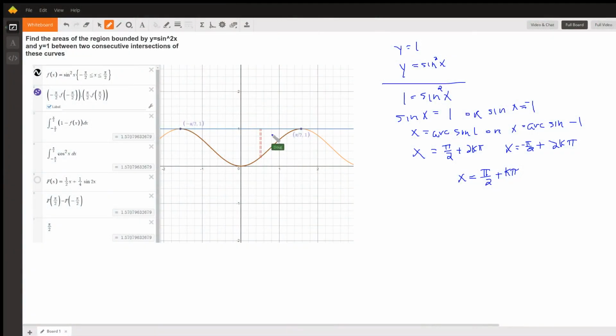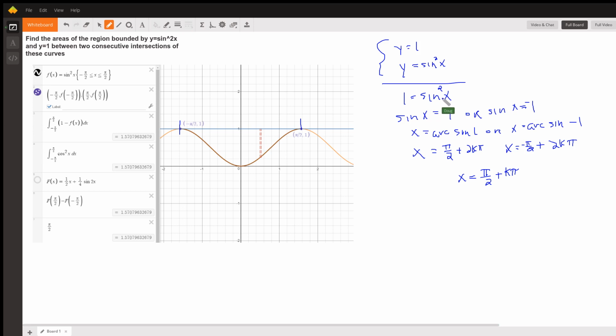Okay, here's a graph depicting the situation. We've got the graph of y equals sine squared of x right here, and I've isolated one of the intervals where the two curves intersect, consecutive intersections. If you had to find out what those points of intersection were without a calculator, then you would be solving this system of equations right here, probably using the substitution method.